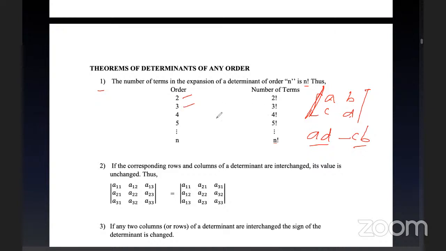Okay? Pag order 3 or 3 by 3, you have 3 factorial as the number of terms. So 3 factorial is 3 times 2 times 1 or 6. So tama yung nabanggit ko kanina. Kung order 4, 4 factorial. Kung 5, 5 factorial, and so on. Let's proceed to number 2.